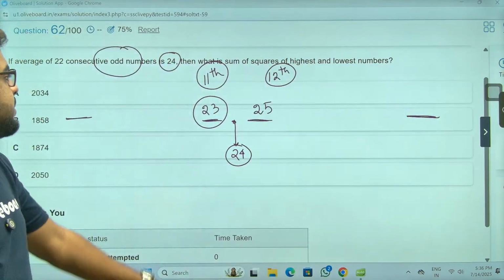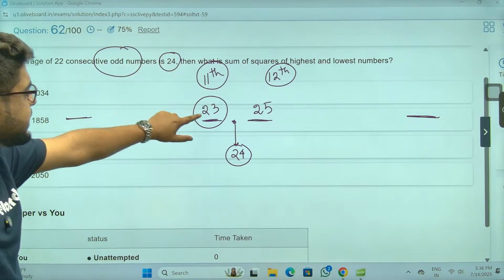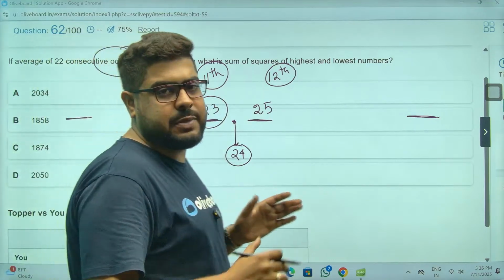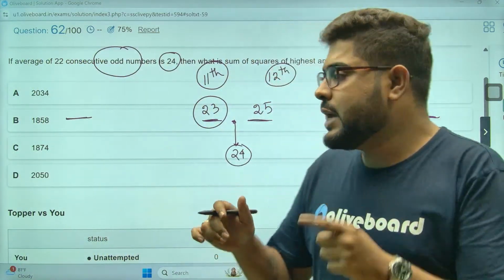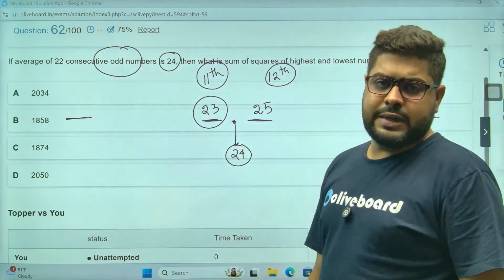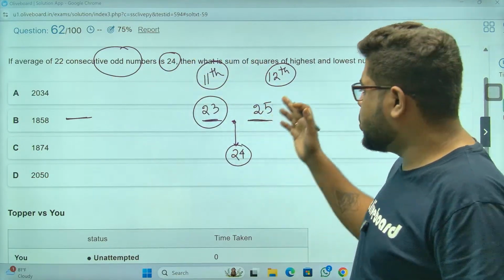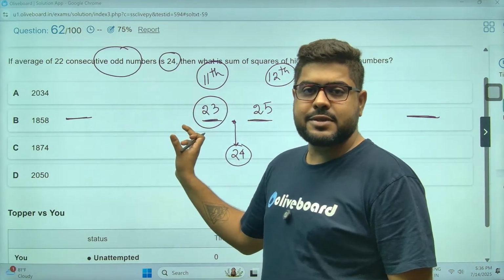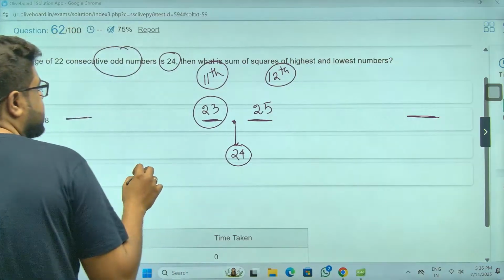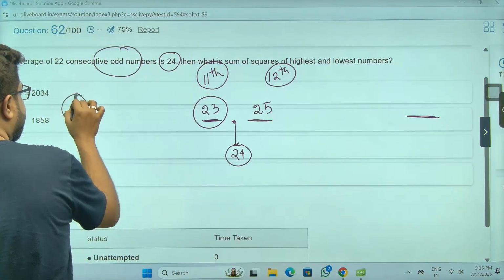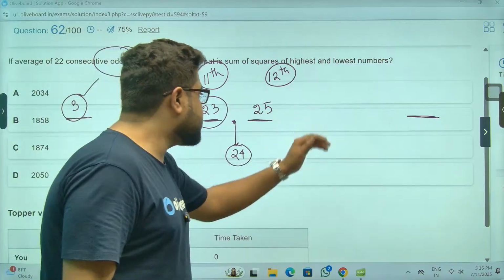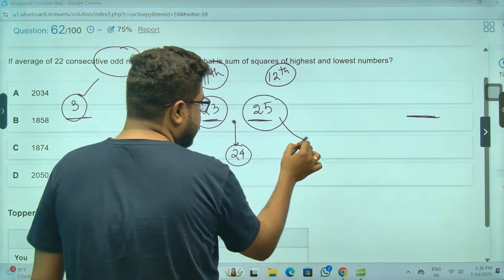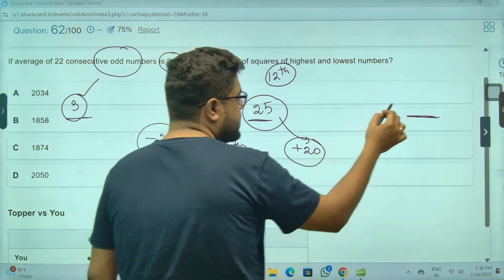Always remember, 23 is the 11th number. The difference between any two consecutive odd or even numbers is 2 each. So you have to reduce it by 2 for 10 times because there are 10 gaps. 10 gaps means minus 20, so it will be 3. And again, you need to do plus 20 on the other side, so it will become 45.